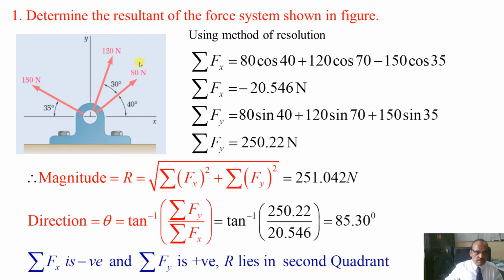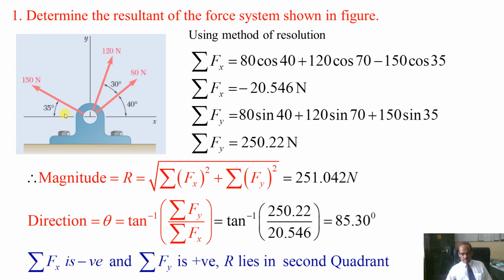let us take a numerical example. Determine the resultant of the force system as shown in the figure. You see, this is one hook attached to one plate. The 80 Newton force makes an angle of 40 degrees with the x-axis. The 120 Newton force makes an angle of 30 degrees with this 80 Newton force. So the total angle made by this 120 Newton force with the x-axis is how much? 30 plus 40, 70. And this is a force of 150 Newton. This angle is 35 degrees with the negative x-axis.